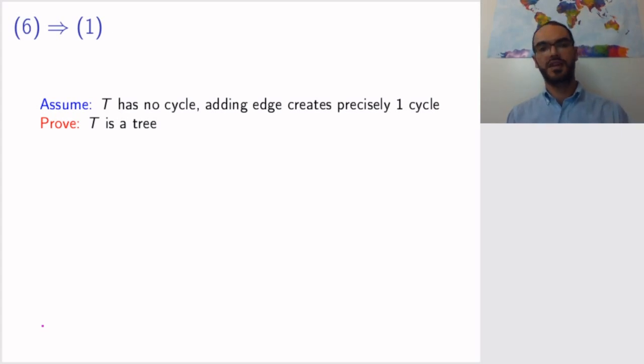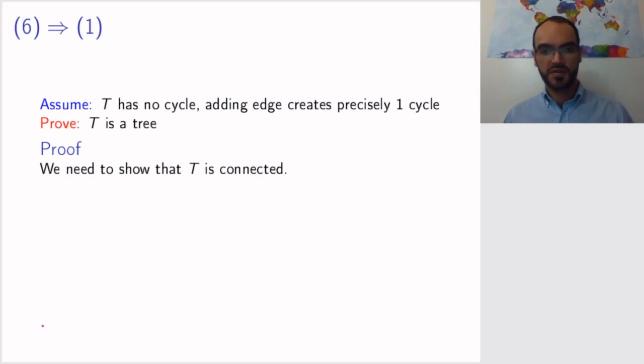Finally, we need to prove that our statement 6 implies statement 1. So statement 6 is this long statement that T has no cycle and adding any edge creates precisely one cycle. We need to prove that such a graph is a tree. So since we're already assuming that T has no cycle, and the definition of a tree is a graph with no cycles that is connected, all that remains to be shown is that T is connected.